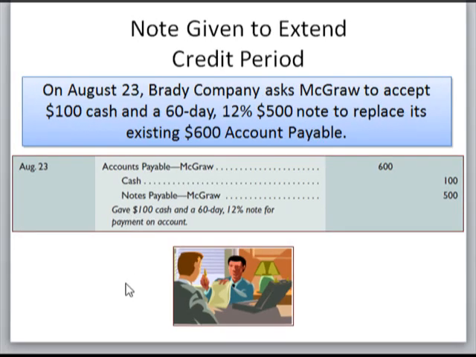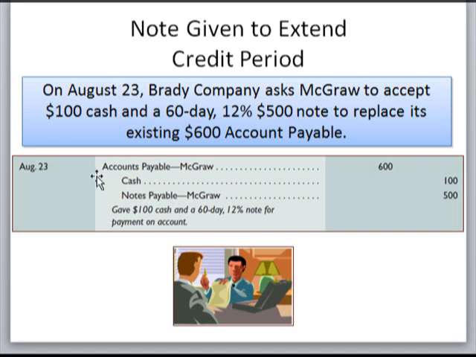In this case, a note is given to extend the credit period. Someone can't pay their account payable in the time period that it's due, and so they ask the company if they will accept a note in place of it. With an account payable, there will be no interest. With a note payable, there will.